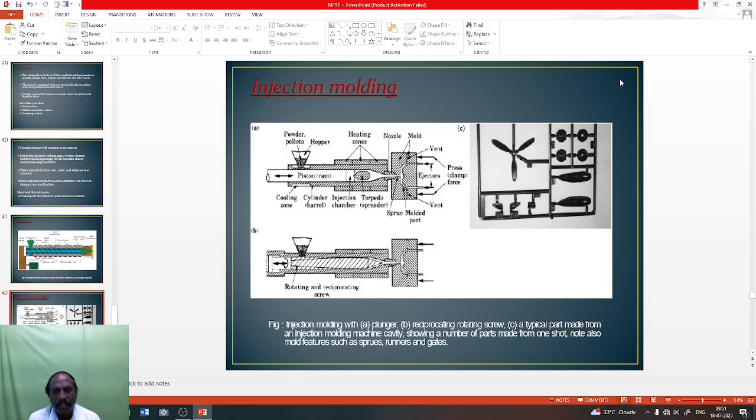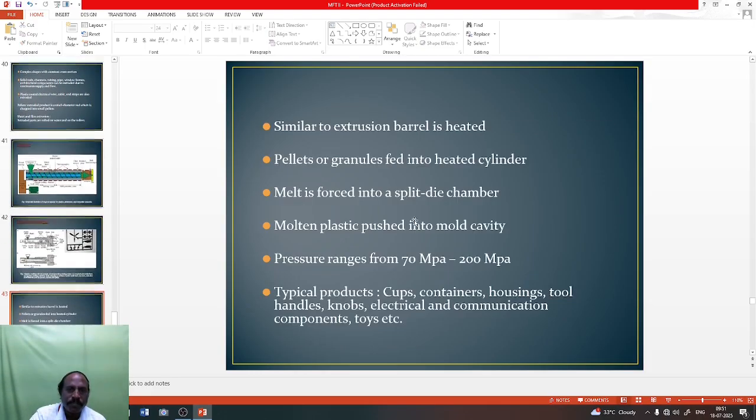Injection chamber is there, and the sprue. The sprue is the path of the metal flow, and the molded part is there. First of all, the powder pellets are kept here, and there is one type of piston here. When you push the material here, you will get the shape. So this is also a type of injection molding process.